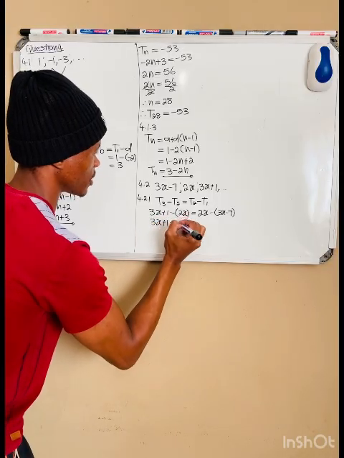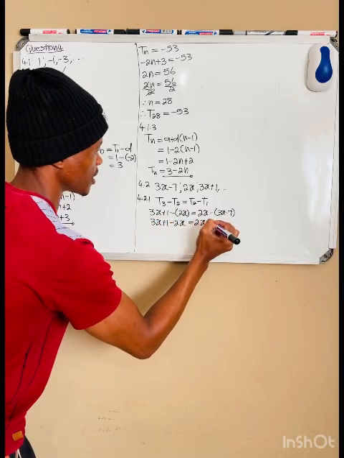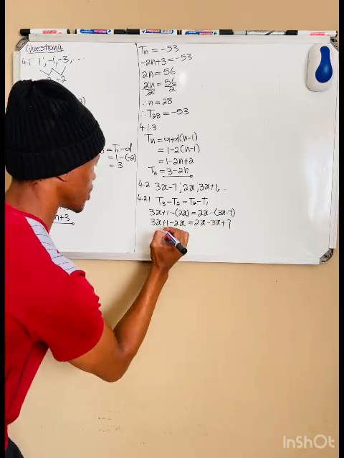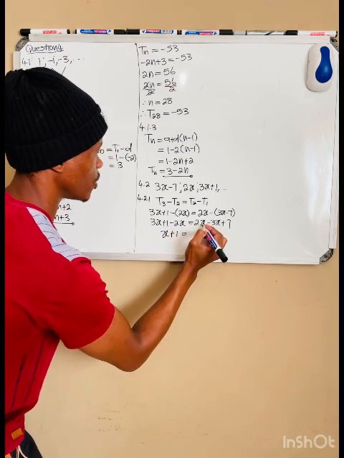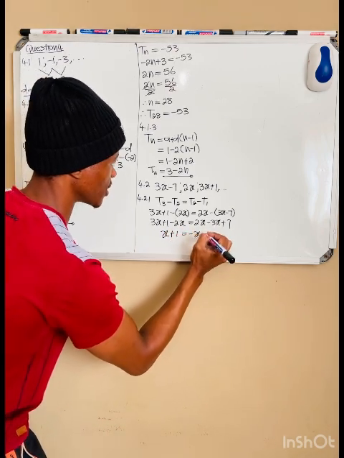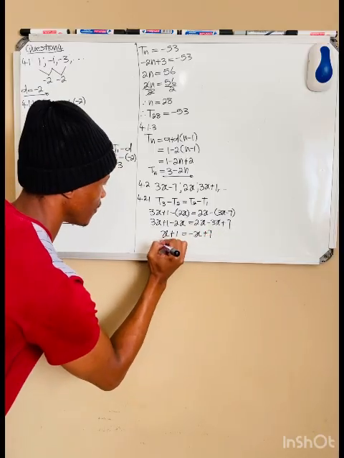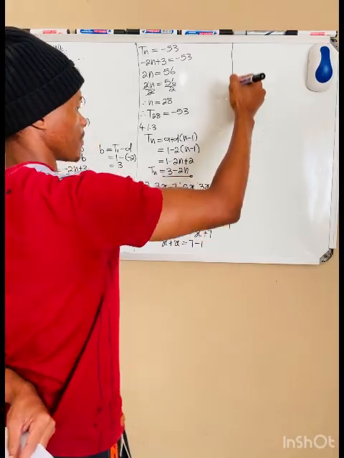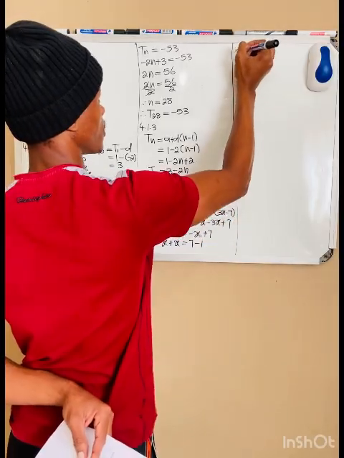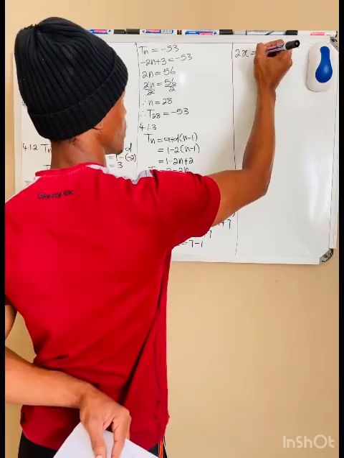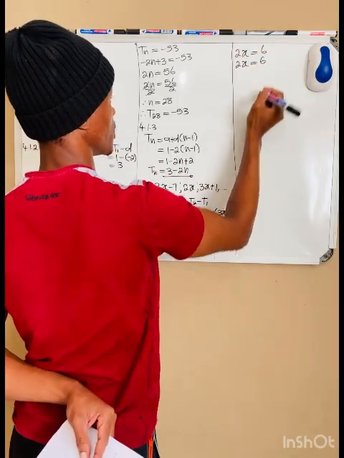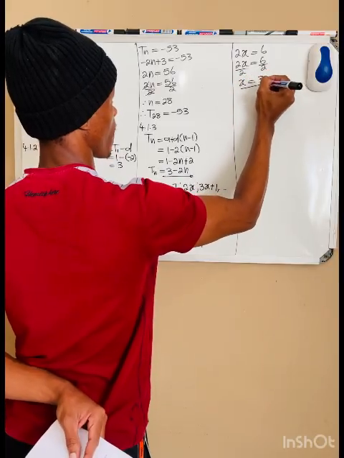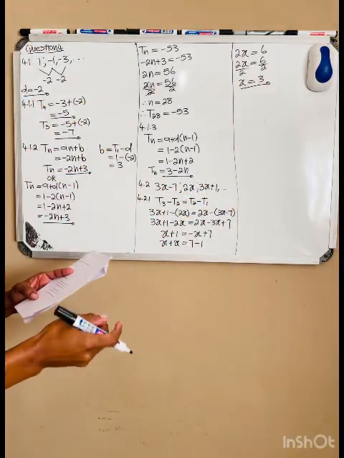3x plus 1 minus 2x equals 2x minus 3x, negative and negative, positive 7. Then we group the like terms. 3x minus 2x, that's x, plus 1 equals 2x minus 3x, that's negative x, plus 7. Take this to the other side, we'll have x plus x equals 7 minus 1. X plus x, we get 2x equals 7 minus 1, 6. So we have 2x equals 6, divide by 2, divide by 2. 6 over 2, that's 3. So the value of x is 3.